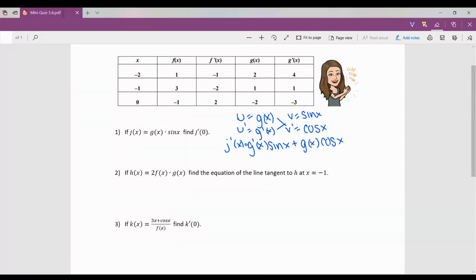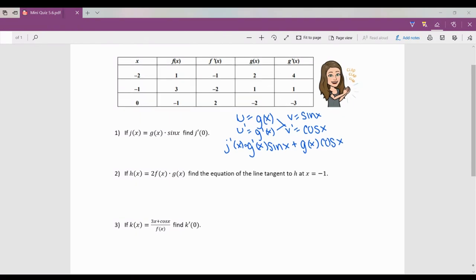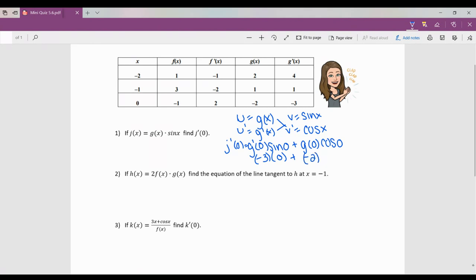Okay, so now we want to find what j prime of 0 is. So all these x's I'm going to erase, and I'm going to replace those with 0, because that's what we want to find the function's value at. All right, so g prime of 0 is -3 times sine of 0, the y value at 0 is 0, plus g of 0 is -2 times cosine of 0, which is 1.